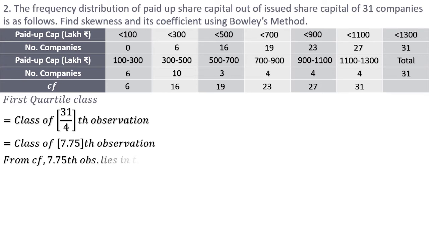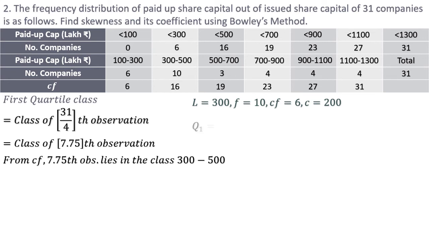From CF, the 7.75th observation lies in the class 300 to 500. So from CF you can see the class which contains the 7.75th observation. The CF for that is 16, and 16 is in the class 300 to 500. Now as we know this, we can write down these necessary items which we need. The lower limit of the class is 300, the frequency of the class is 10, the cumulative frequency before our class is 6, and the class length of our class is 200.